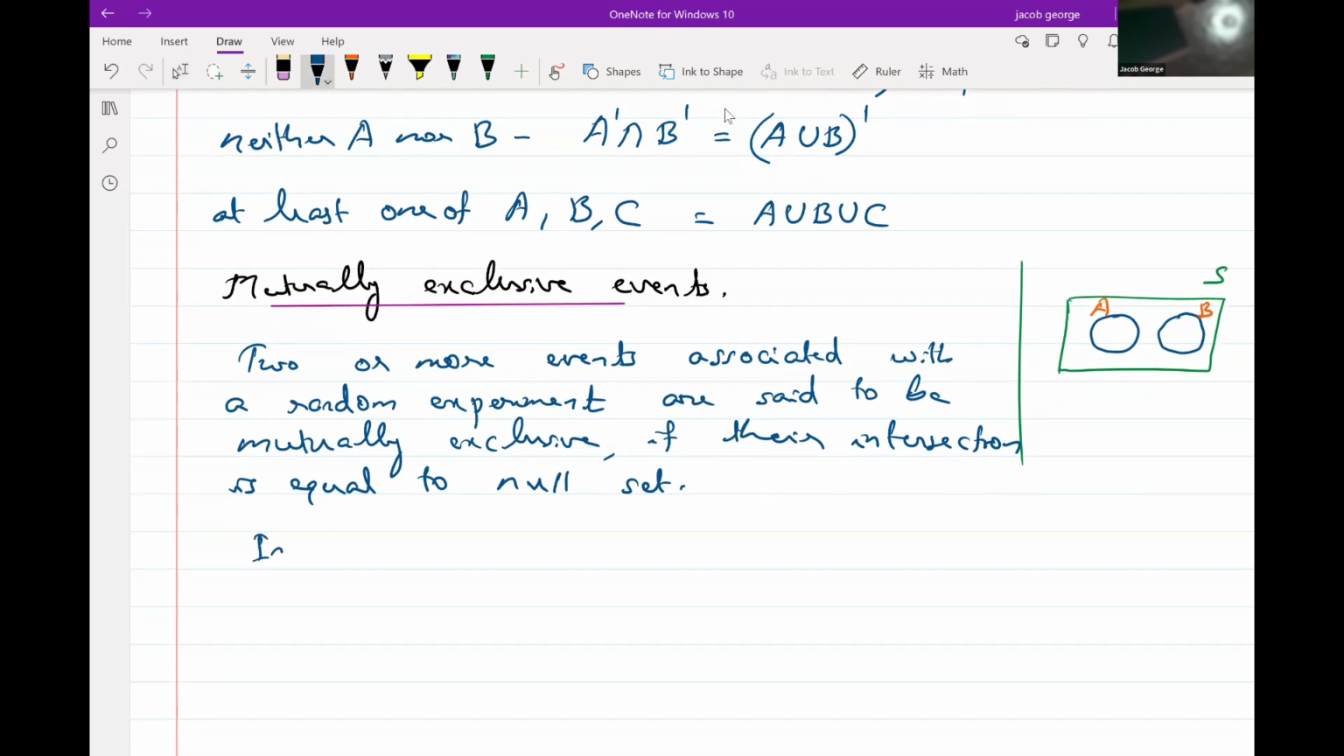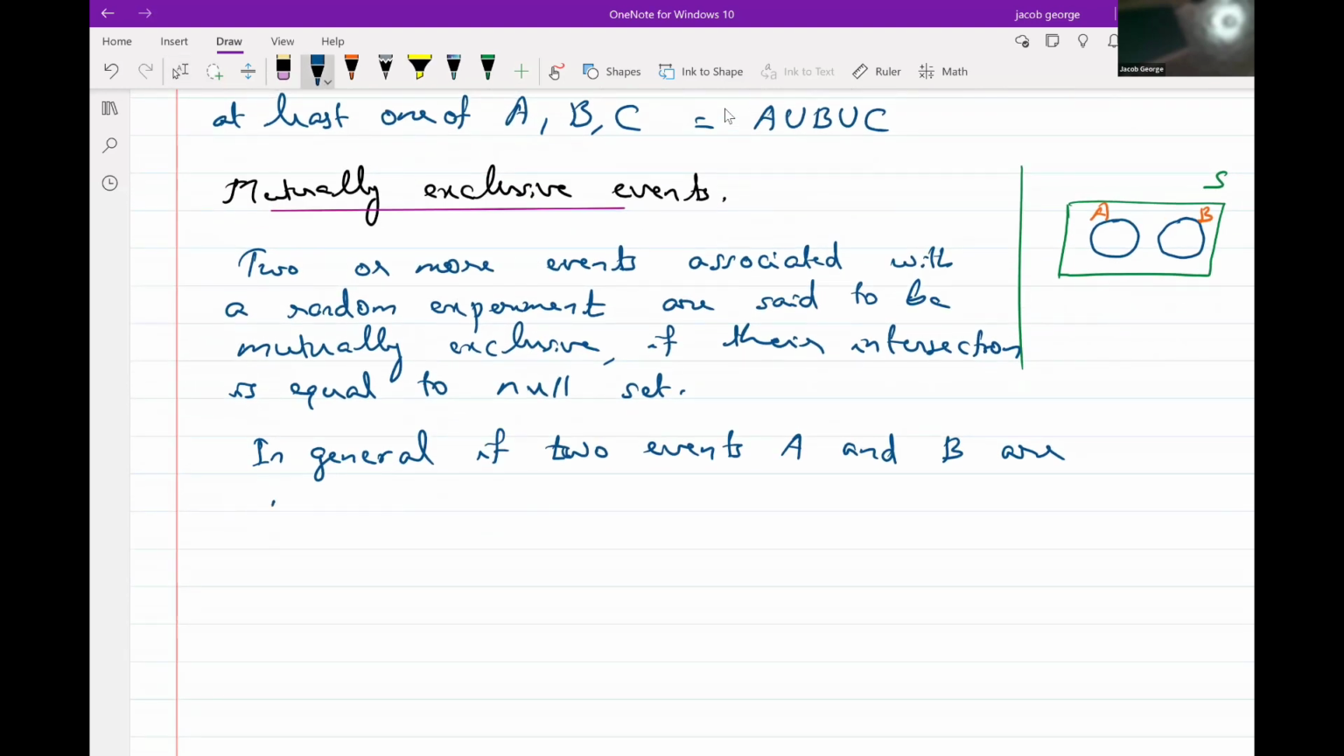In general, if two events A and B are mutually exclusive, then A intersection B is equal to null set.